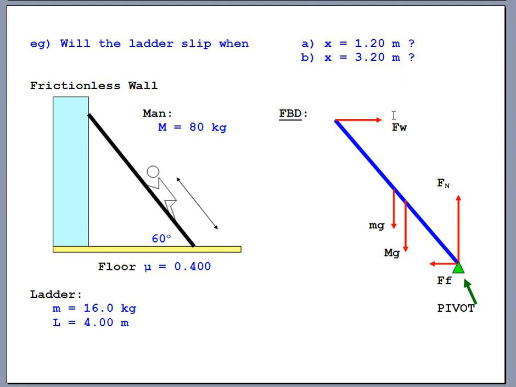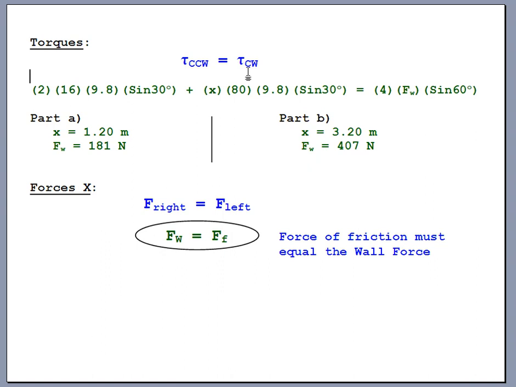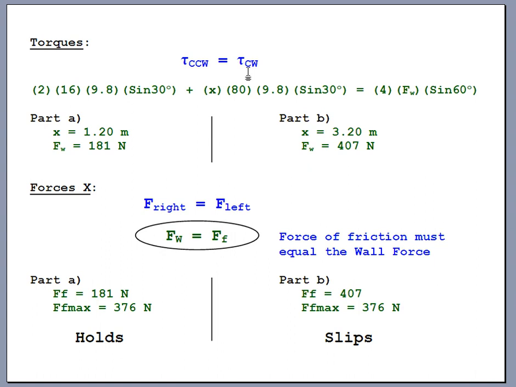Whenever the wall starts shoving to the right, it's going to be up to friction to pull the ladder back left. And if it doesn't, then the ladder is going to slide out. So how well is this going to work if those two are supposed to be the same? Well, in part A, the force of friction would only need to be 181. Now I know we did a calculation a second ago and looked at friction to be 376, but that was just a warning. The actual value for friction will be 181, and that's under the 376, so you're fine.